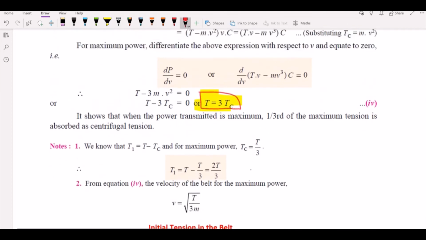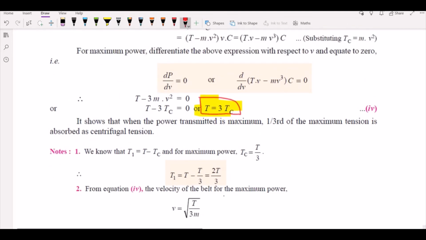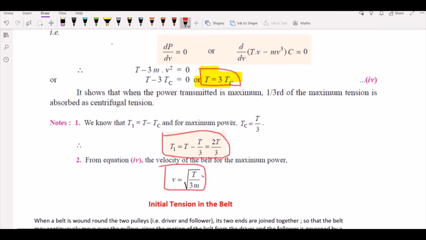So if I want to calculate the velocity of the belt for maximum power, initially I know T is nothing but T1 plus TC, where TC is nothing but T by 3. If I substitute over here, you get T1 equal to 2T by 3. Substituting that, V is equal to pi dN by 60, simple. From that relation I get the velocity, this is very very important, V is equal to the square root of T by 3m. Okay, T by 3m. So now we are done with the calculation of velocity.